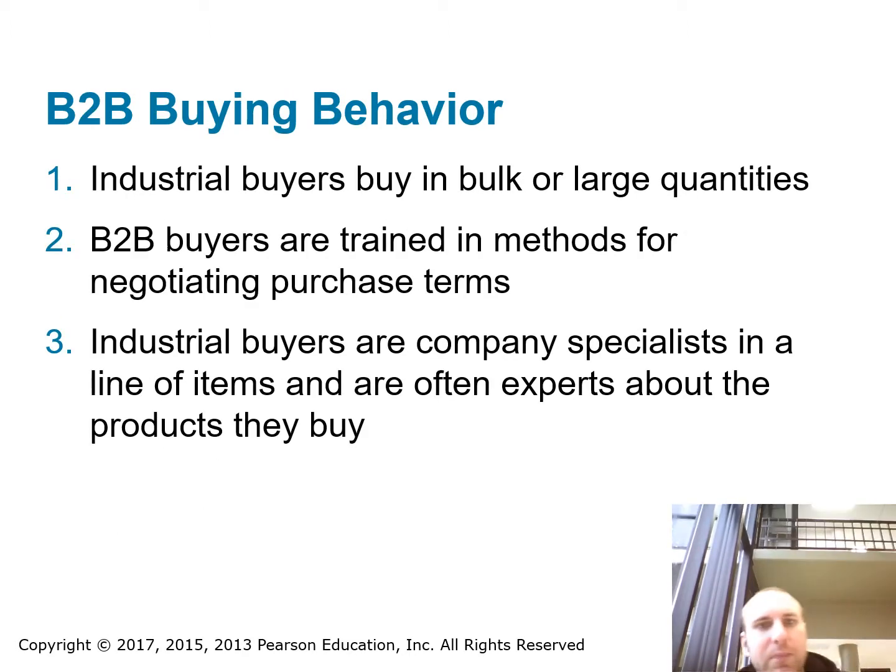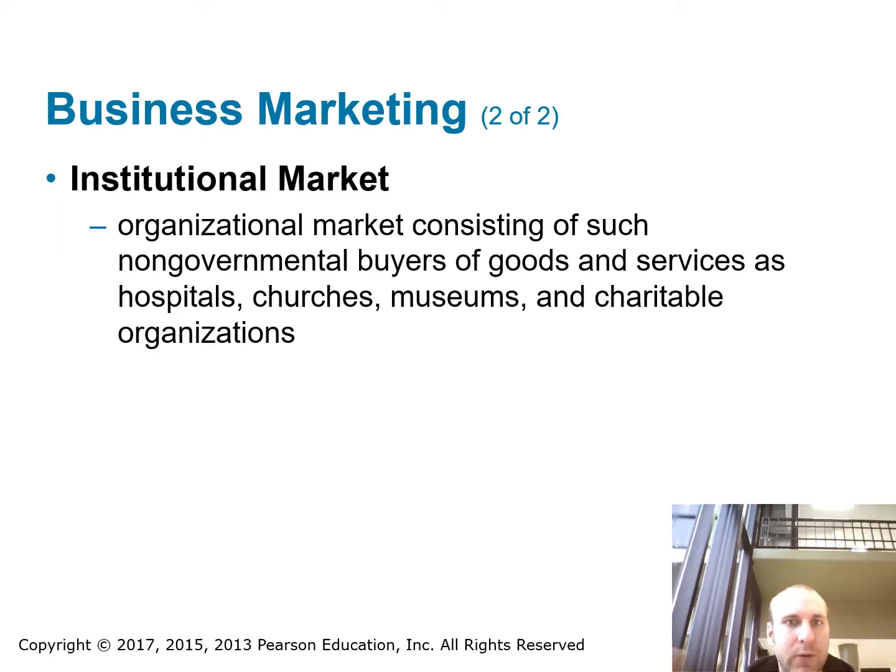B2B buying behavior, industrial buyers buy in bulk or large quantities. B2B buyers are trained in methods for negotiating purchasing terms. Industrial buyers are company specialists in the line of products and are often experts about the products they buy. Institutional marketing. These are mostly nonprofits. Institutional market is organizational market consisting of such non-governmental buyers of goods and services as hospitals, churches, museums, and charitable organizations.